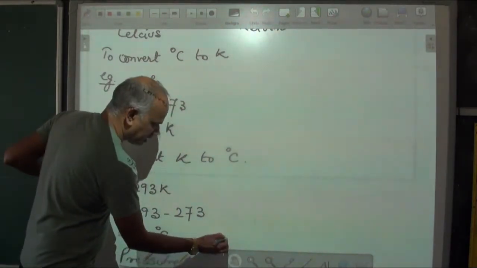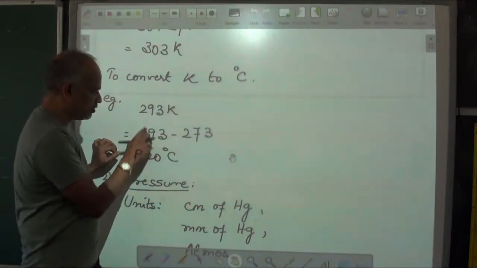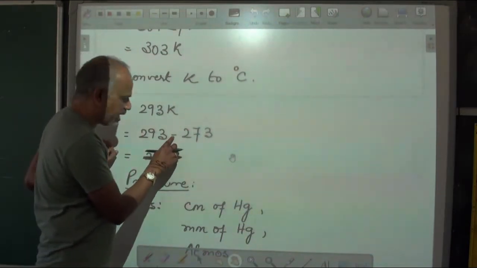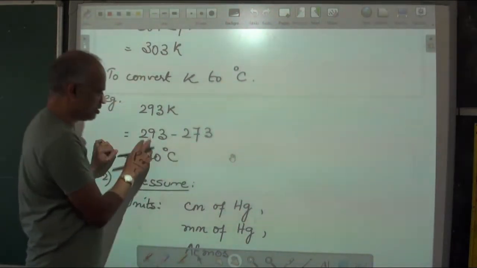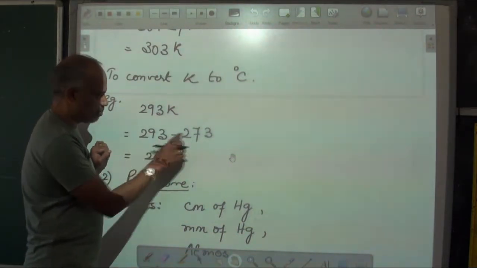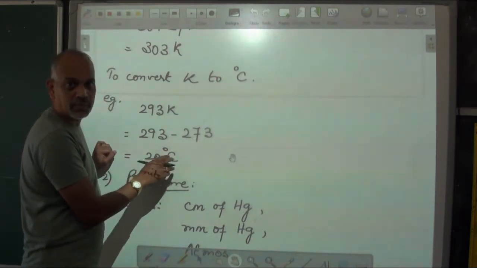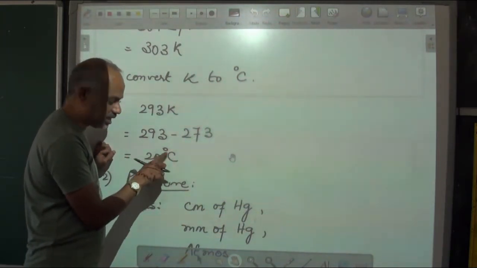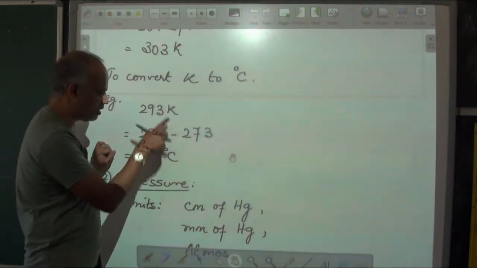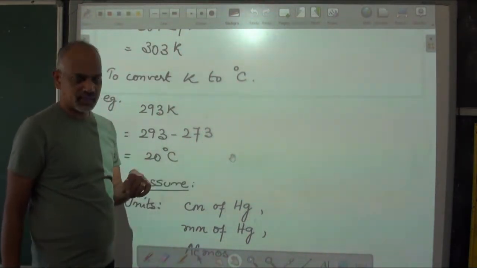So I'm going to change that to Celsius. 293 Kelvin, that is what is here. From that you subtract 273. If you subtract these two, you will get 20. Subtracting these two gives you 20, and now the temperature is measured in degrees Celsius. You change Kelvin to degrees Celsius by subtracting 273.